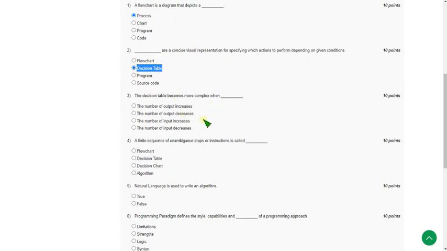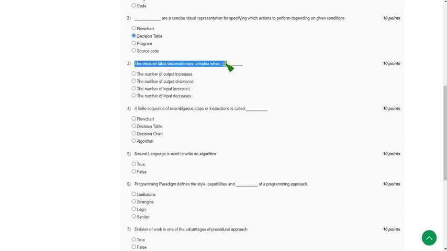And third one: becomes more complex when. So when does a decision table become complex? So when the number of inputs increases. That is for the third question, the answer is the third option.